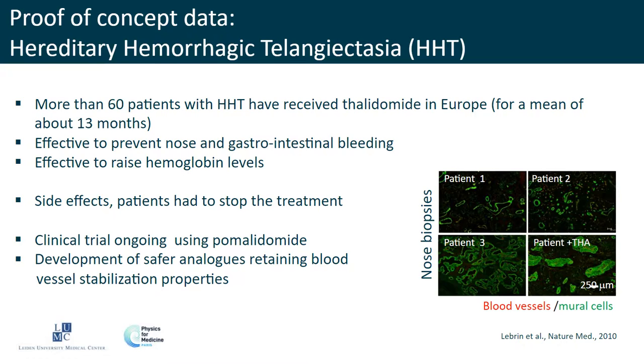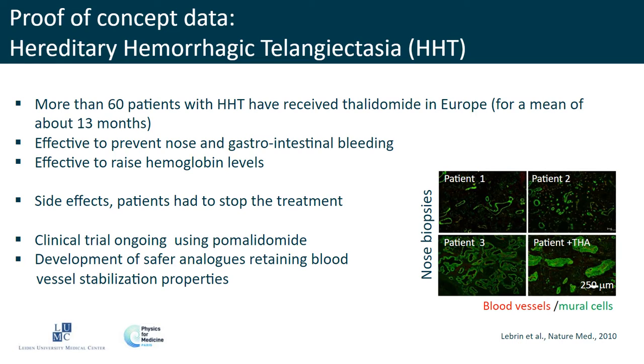More than 60 patients with HHT have received thalidomide in Europe for a mean of about 13 months. And what we found is that it was effective to prevent gastrointestinal bleeding in these patients. It was effective to raise the hemoglobin levels. Unfortunately, it had side effects, and patients had to stop the treatment because of the development of peripheral neuropathy.